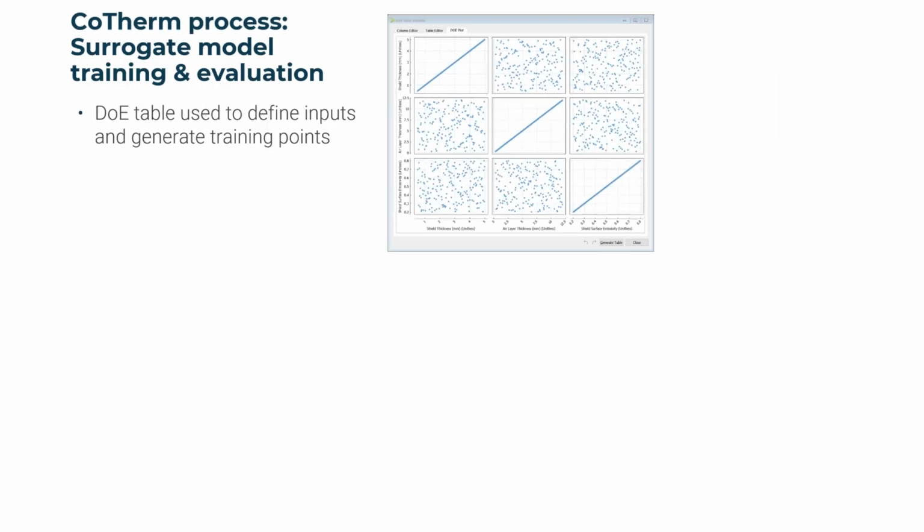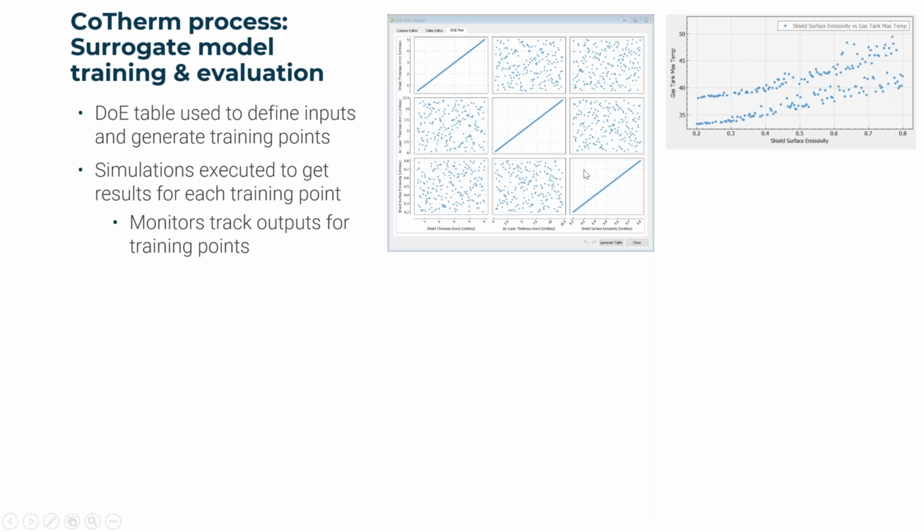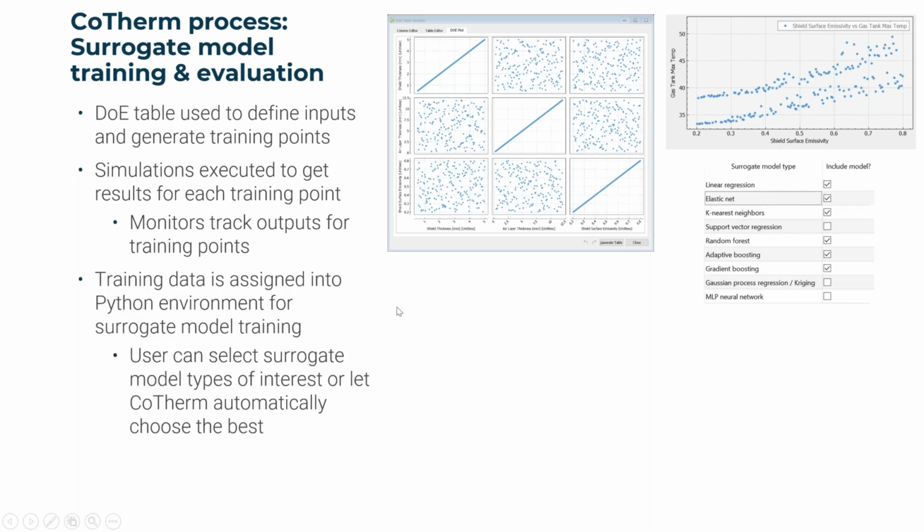So for going through that surrogate modeling process in CoTherm, again, we're going to use a DOE table to define our inputs and generate some training points, and then we'll be able to visualize those. After we have those sampling points, we'll execute the simulations and we'll be able to plot some of the results from those sampling points directly within CoTherm.